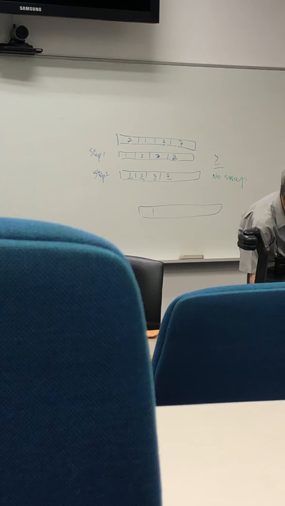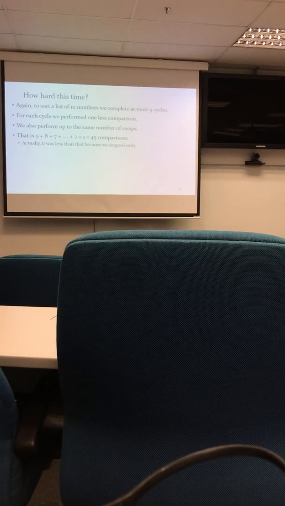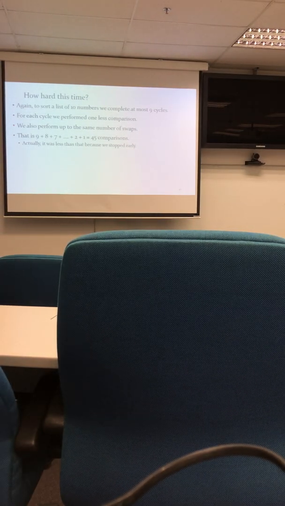Okay. How about the comparisons? For an array we have to complete 9 cycles, and for every cycle we perform 1 less comparison. Just now we can see the first round. For an array of n elements, in the first round, how many comparisons do we do? Every time we compare 2 elements, right? So for an array of n elements, for the first step, how many comparisons do we do?